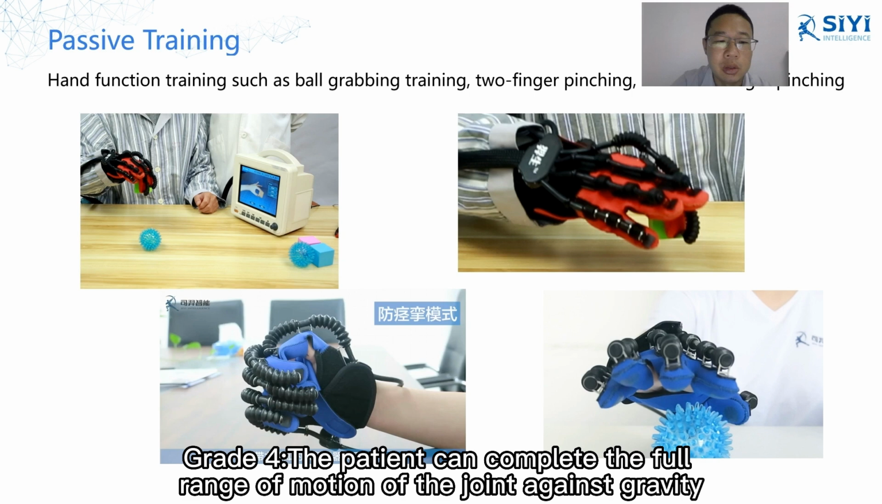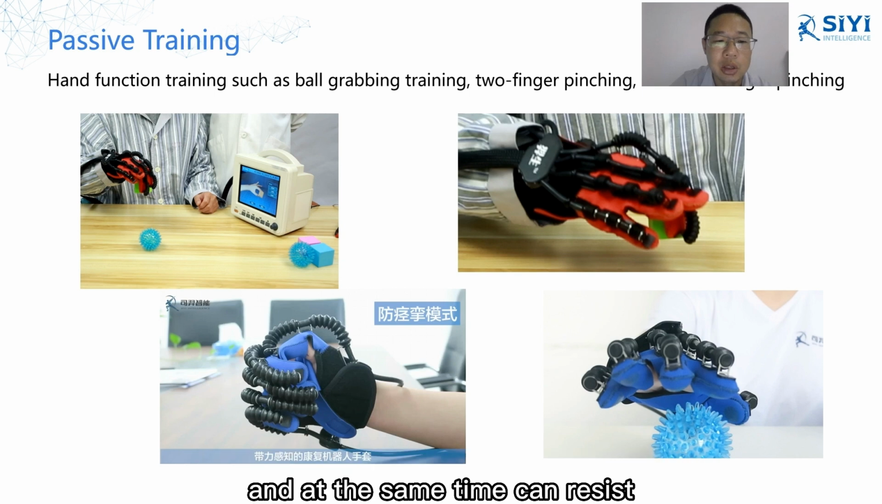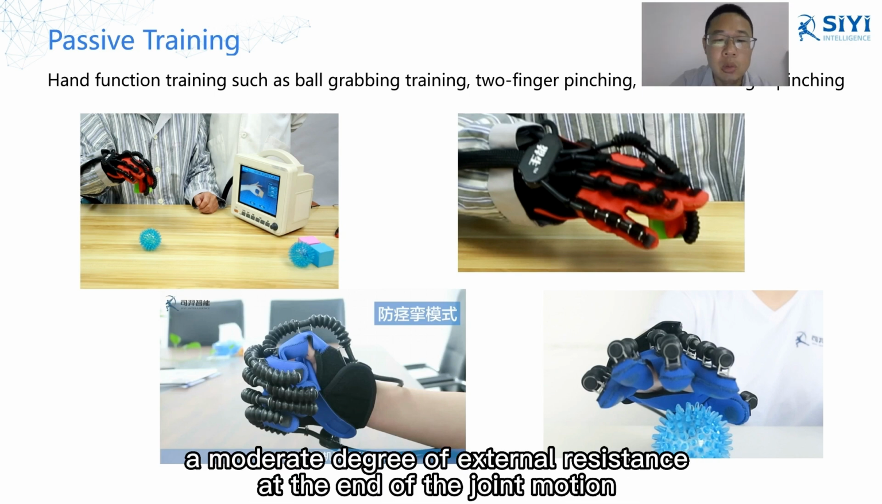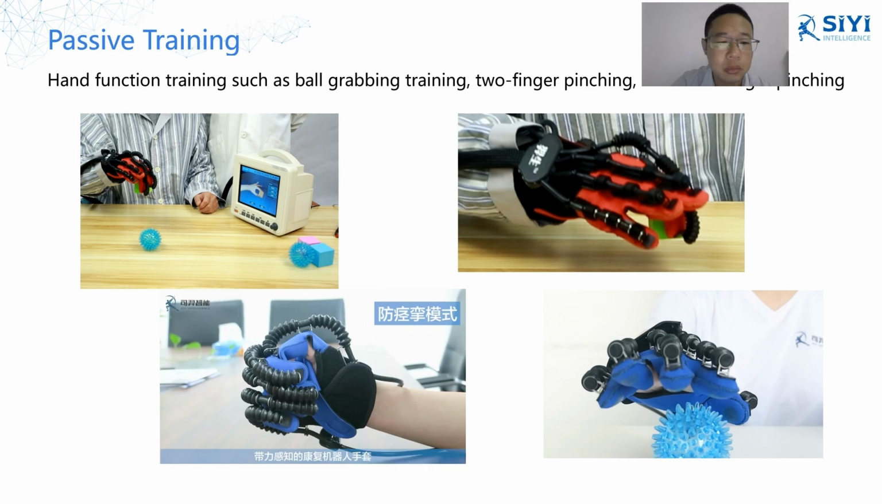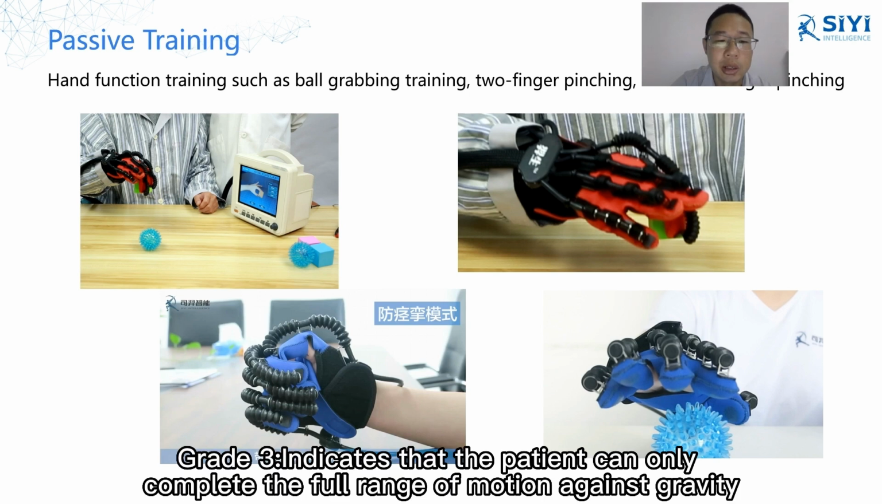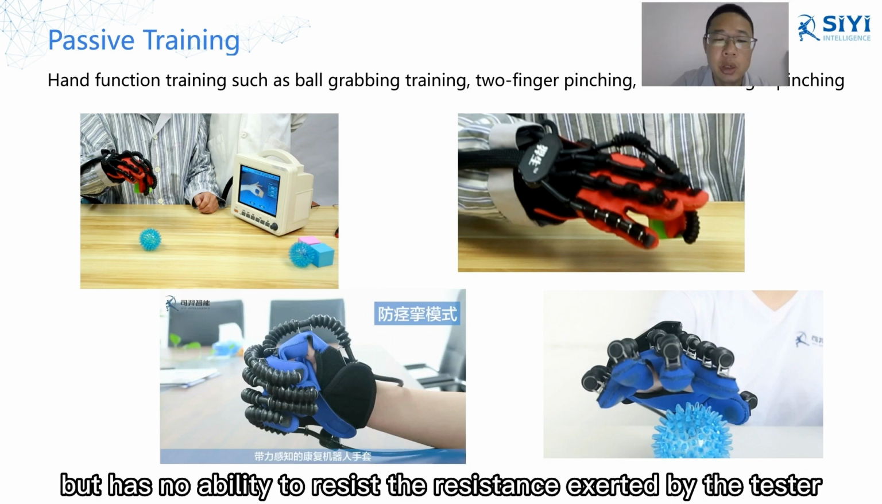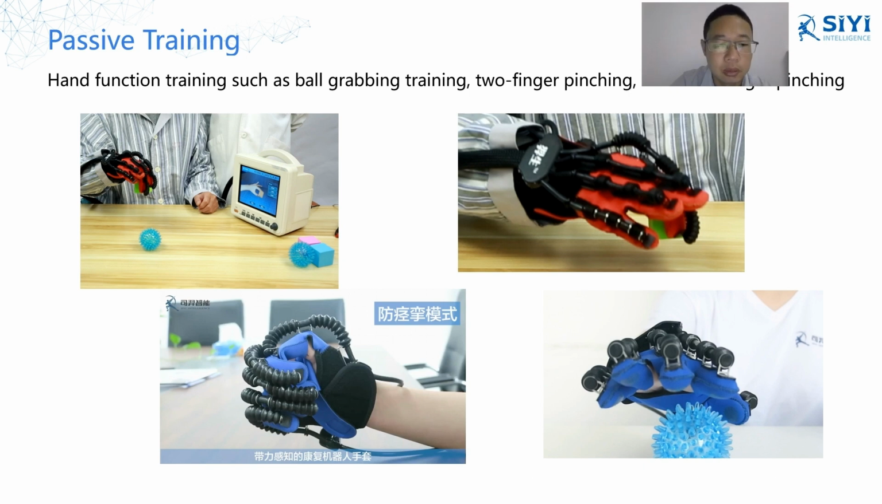Grade 4 means the patient can complete the full range of motion of the joint against gravity, and at the same time can resist a moderate degree of external resistance at the end of joint motion. Grade 3 indicates that the patient can only complete the full range of motion against gravity, but has a low ability to resist the resistance exerted by the tester.